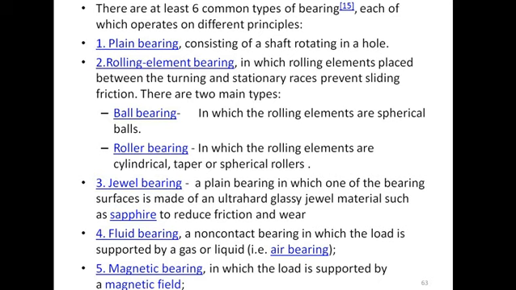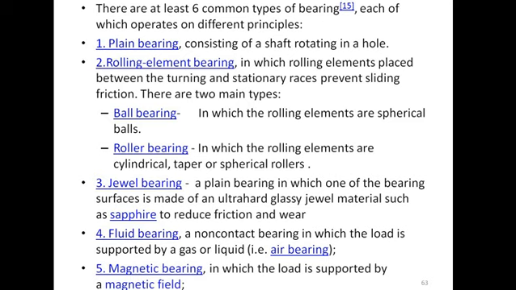Next is the rolling element bearing, in which rolling elements placed between the turning and stationary races prevent sliding friction. There are two main types of rolling elements. One is the ball bearing, in which the rolling elements are spherical balls. The second is the roller bearing, in which the rolling elements are cylindrical, taper or spherical rollers.